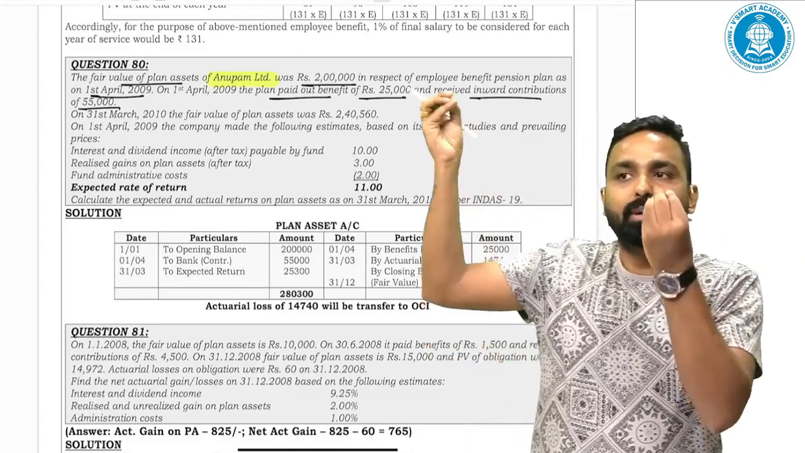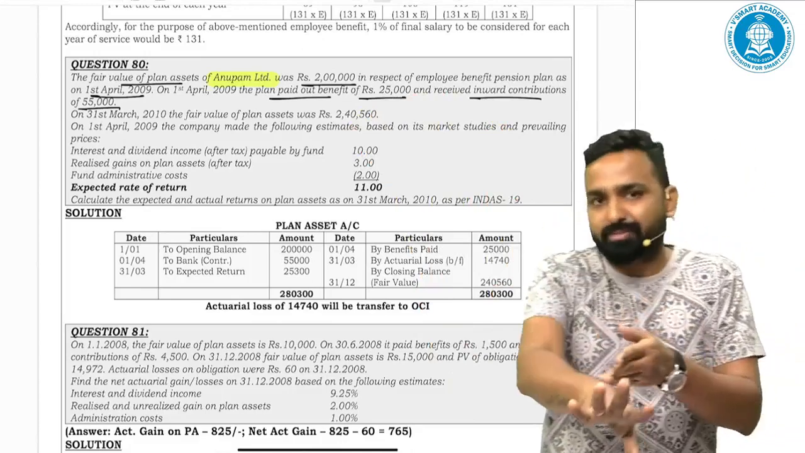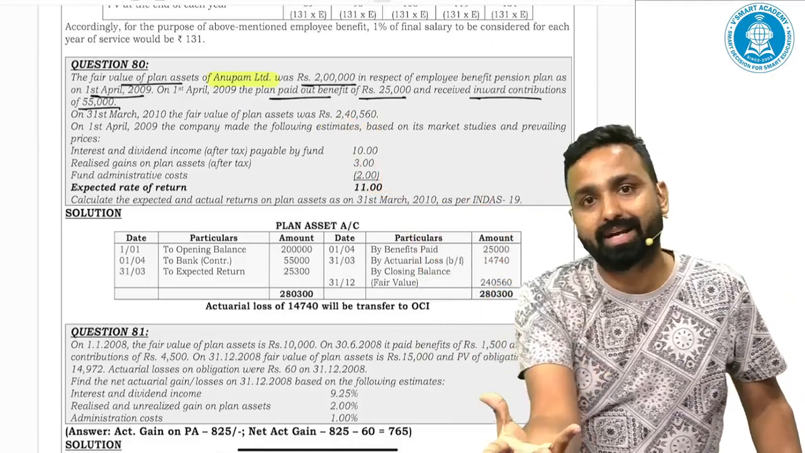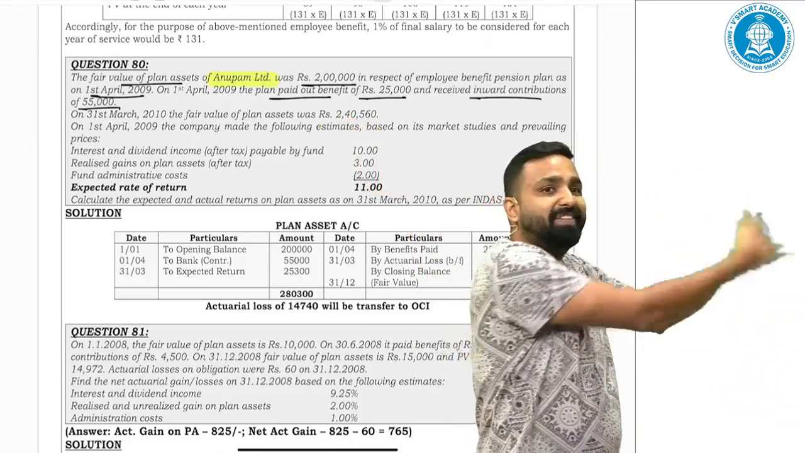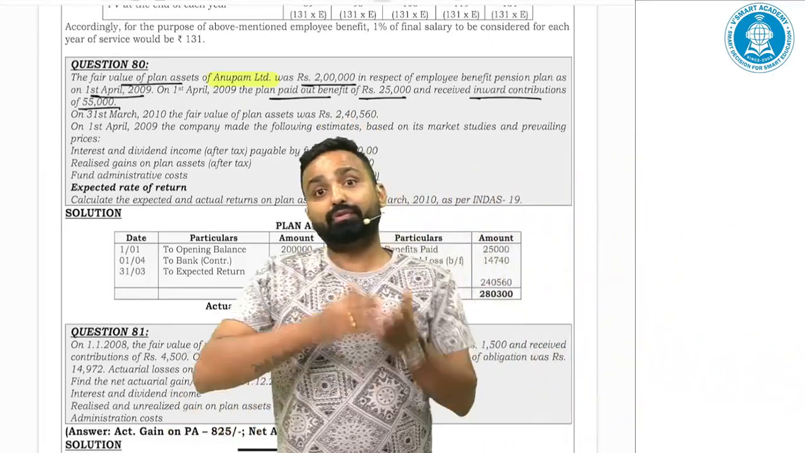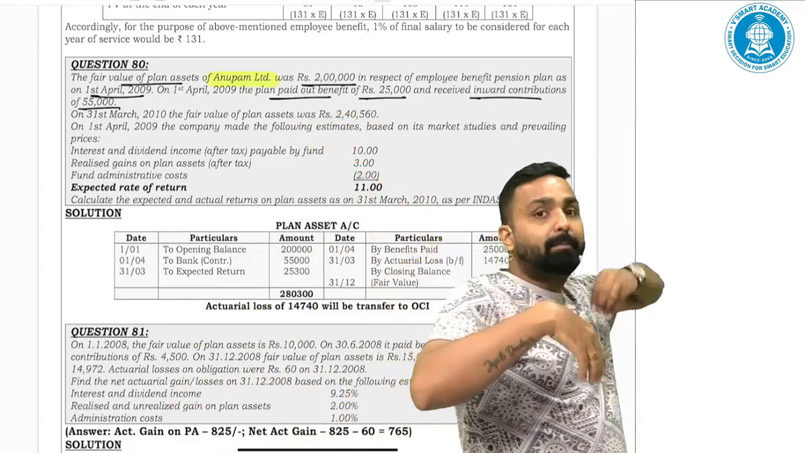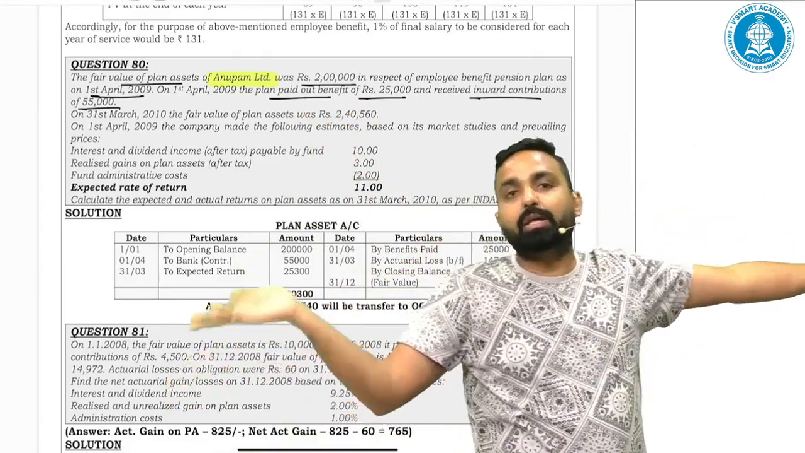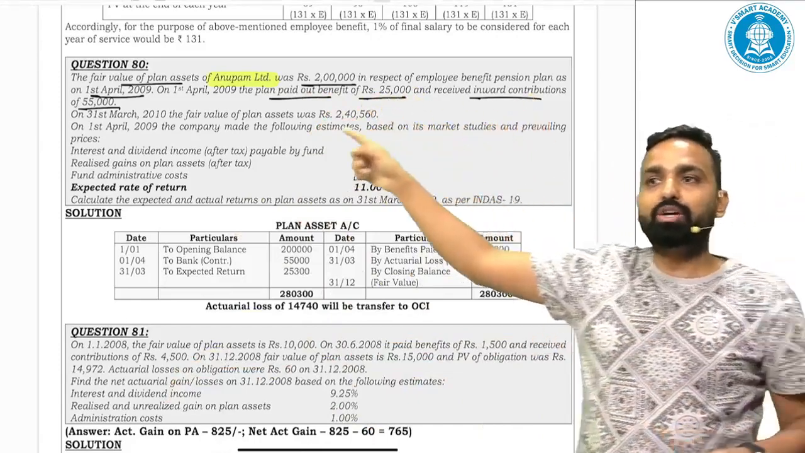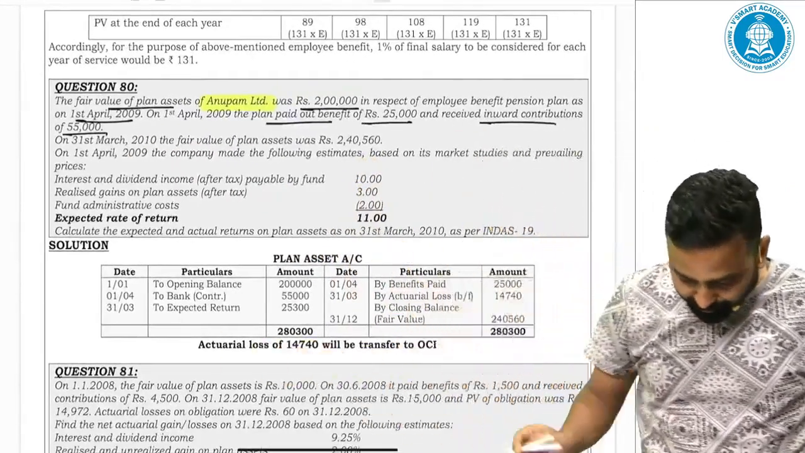Now what is the meaning of this paid out benefit and received inward contribution? Received inward contribution means making investment. And paid out the benefits means we sold some portion of the plan asset for the purpose of providing benefits to the employees. Whenever we need to pay the employees, we will first sell the plan asset. So selling the plan asset means paying the benefits to the employee, we need to sell the plan asset for the equal amount. So technically 25,000 of plan asset we sold. And inward contribution means 55,000 of plan assets, we have made a new contribution, new investment.